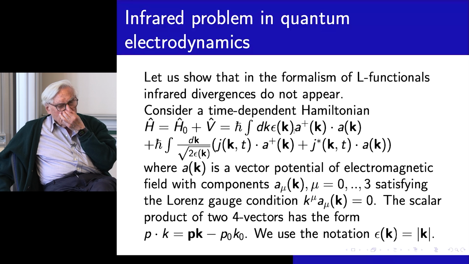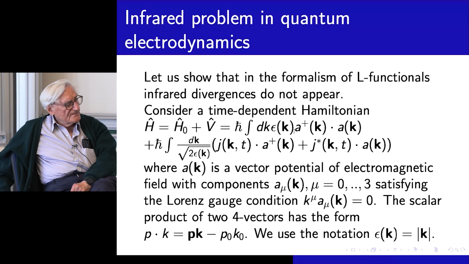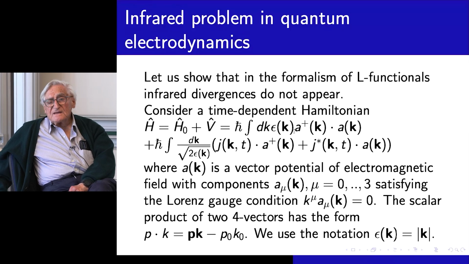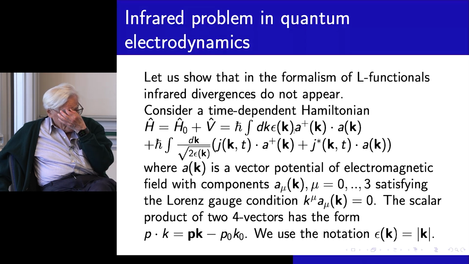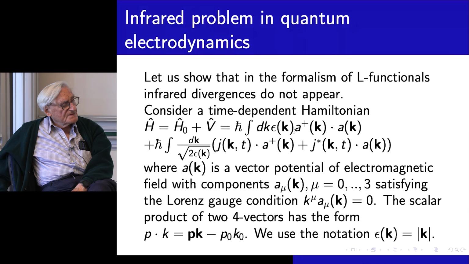When this is not a complete quantum electrodynamics, you have in this problem some current denoted by J, which is considered as a numerical function. So you have the photons that are quantized, and you look at what happens.